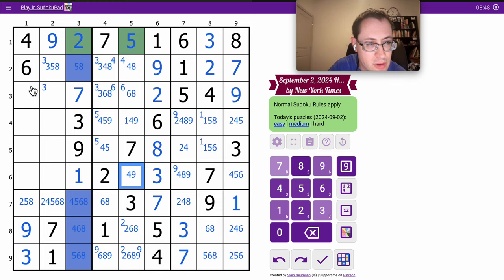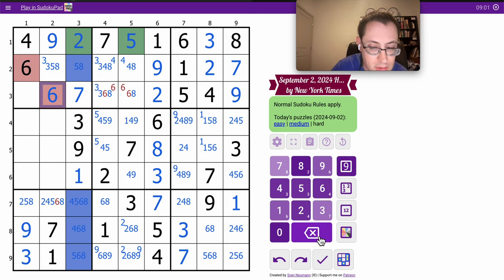Two, four, five, seven, nine. Okay, these are from one, three, six, and eight for the row, and six only has one spot left. Okay, this is three, six. This is three or eight.